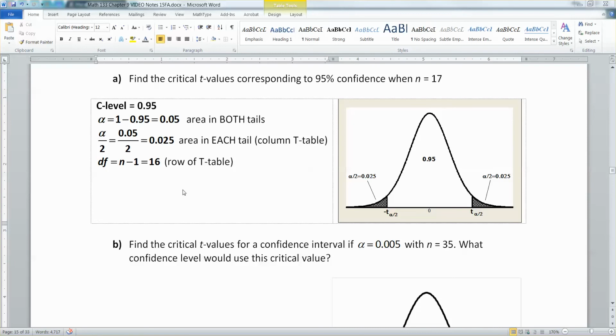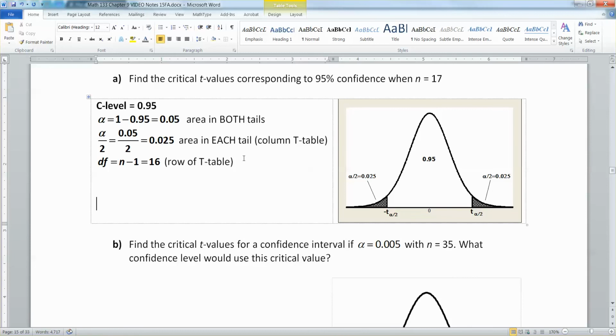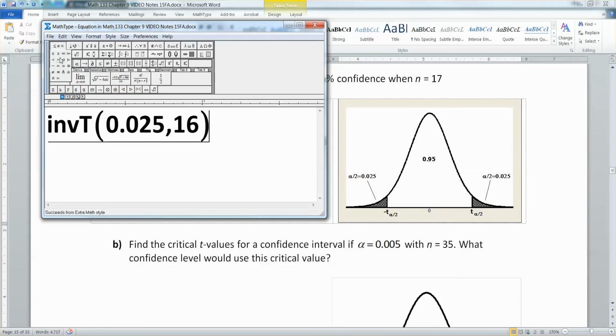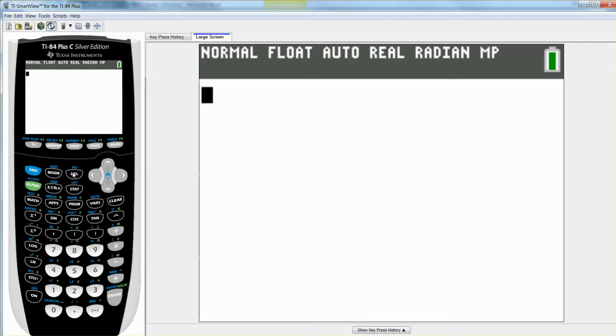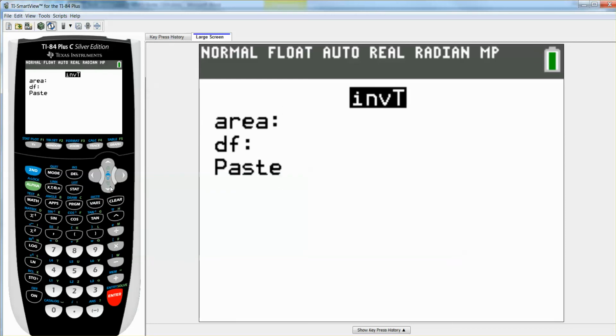The other way to do it is to use inverse t. Now, inverse t by definition wants the area in the left tail, but it doesn't really matter because you could just use the 0.025 again. So you'd want inverse t, and then you want the area in the left tail, which is 0.025, comma, and then it wants your degrees of freedom, which is 16. Let me grab the calculator, go to second distribution. You want number 4, which is inverse t, and you want to tell it the area. It just says area, so you have to know that's the left tail area. Then degrees of freedom is 16, paste, enter.